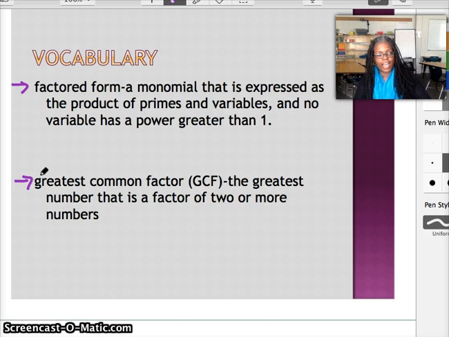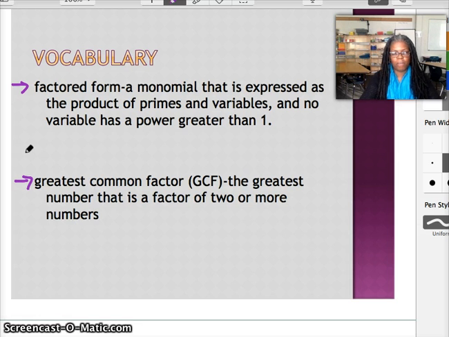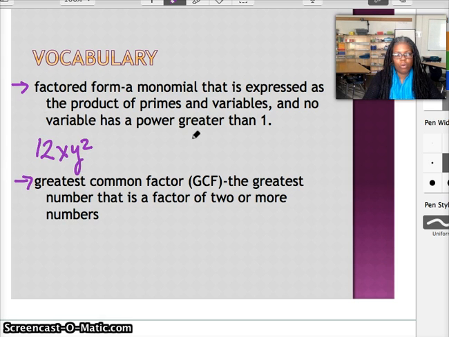The first vocabulary word is factored form. The factored form of a monomial is really taking a monomial and writing it down in all of its bits and pieces. For example, if I had the monomial 12xy squared, according to this definition, you want to express the product of primes. So I want to write 12 as only prime numbers being multiplied together, and variables. I'm allowed to have variables, but no variable is to have a power greater than 1. Let's see how we can do that.